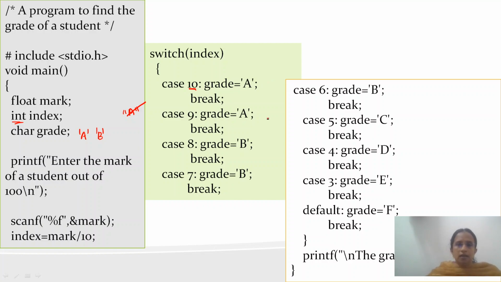If it is 9, grade A. If it is 8, grade B. If it is 7, grade B. 6, grade B. 5, grade C. 4, grade D. 3, grade E. And default is grade F.